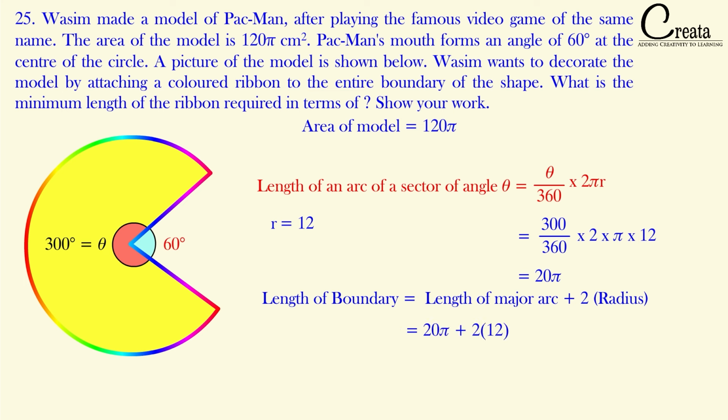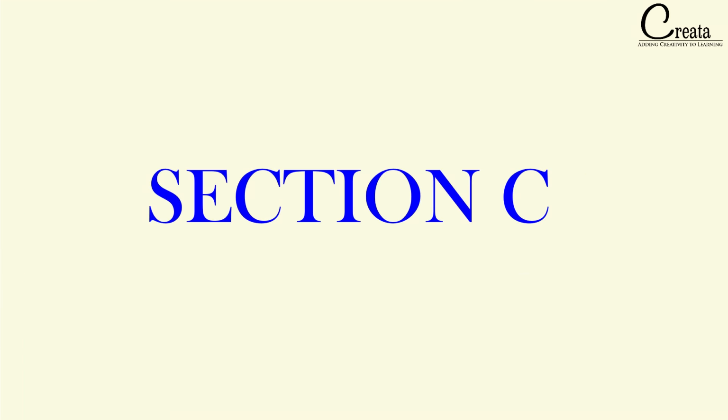We got our answer as 20 pi plus 24. That is the answer of this question. Got it? The fundamental that we have used is the area of the sector, the area of the major sector, the length of the major arc. These two formulas we have used and solved this question. So we have done with section B. Let's move to section C.